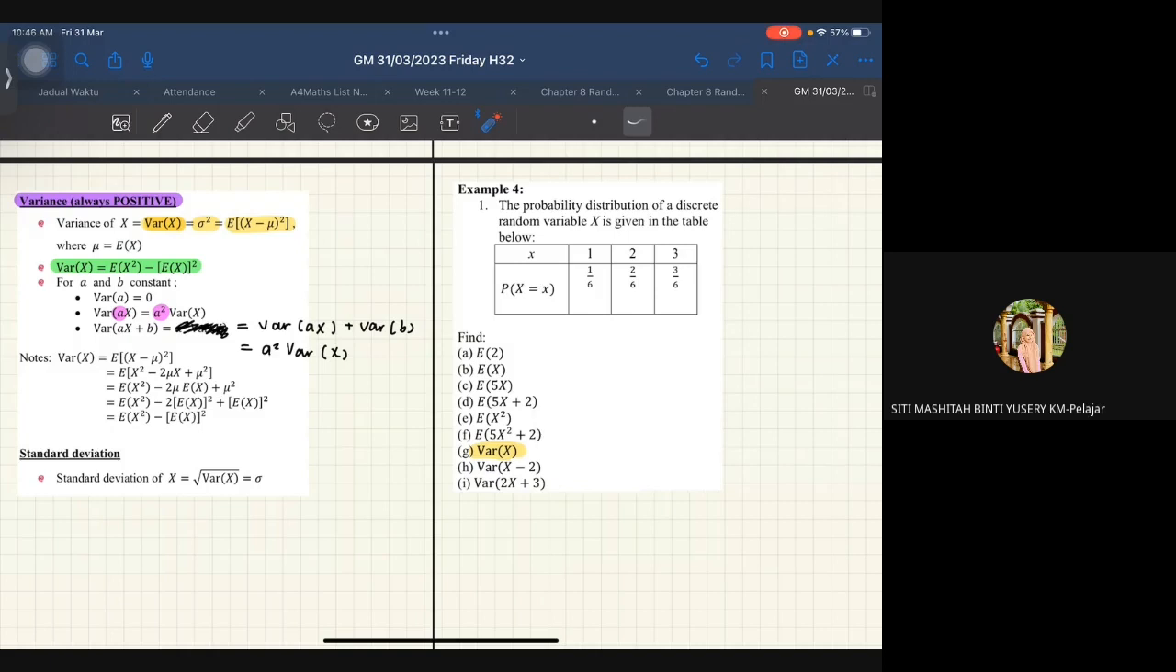Okay, so jom kita buat example. Saya nak awak siapkan terus yang G, H dengan I ni. So by using this property, cuba apply sekarang. G, H and I. Awak dah cari dah tadi dekat atas EX dengan EX square. Masukkan sahaja.